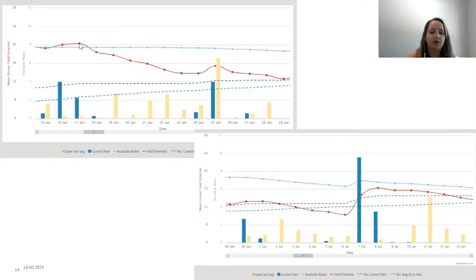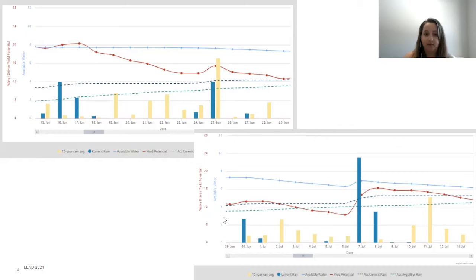Now, the water-driven yield potential takes into consideration what your days to maturity are and what your crop type is. So it's in the calculation already, knowing when the water use is happening for that crop and to adjust the water-driven yield potential accordingly. So that's why we start to see the dip here as we get into some strong vegetative growth in our crop.